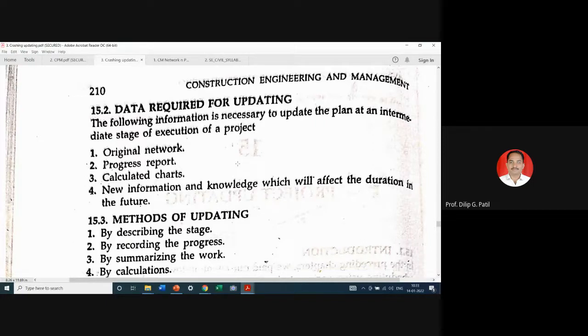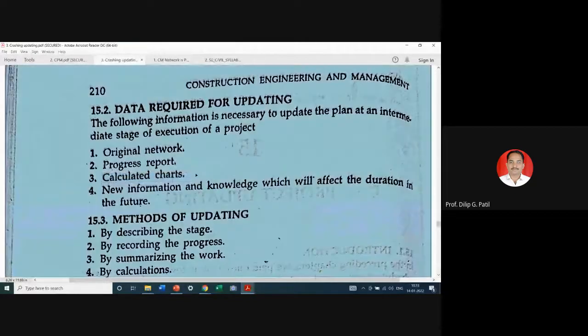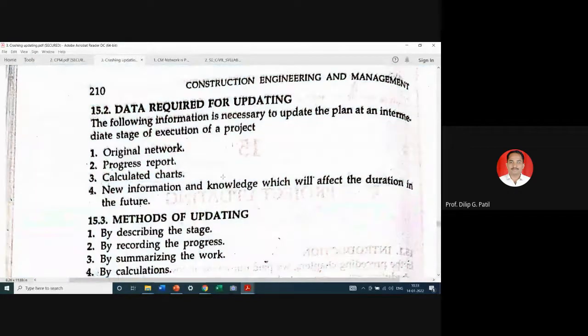So we need to have the original network, then the project progress, what is the present progress of the project, then calculated charts, meaning whatever the requirements for activities which are to be started, or which we are going to start in days ahead, and new information or knowledge which will affect the duration in the future.